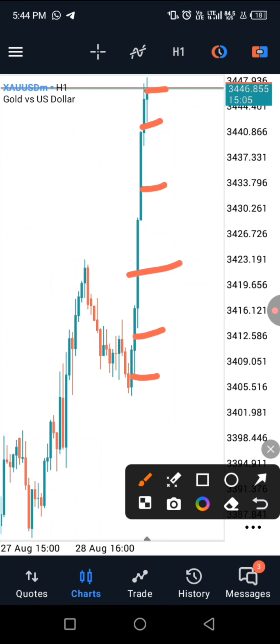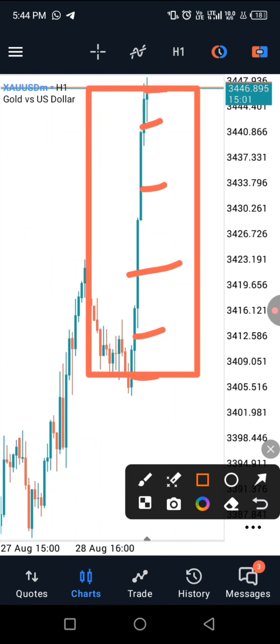So the reason why I'm showing you this 1 hour candle is because I'm trying to make you see what the market is doing from the higher time frame perspective, because we're going to be trading in line with the direction of the market, or in line with what the market is doing from the higher time frame perspective.